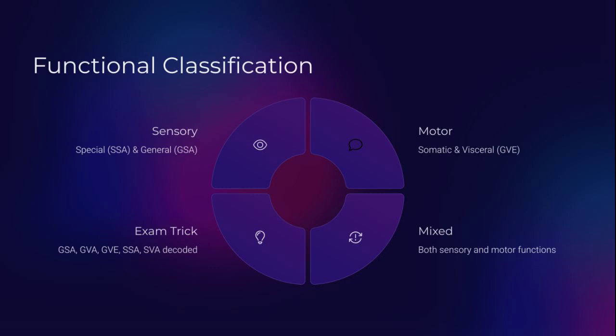Sensory, motor, mixed? Add in GSA, GVA, GVE, SSA, and SVA. Yes, it sounds crazy, but remember, SSA is special sense like vision and hearing. GVE? Think glands and gut. And trust me, this decoding shows up in every licensing exam.